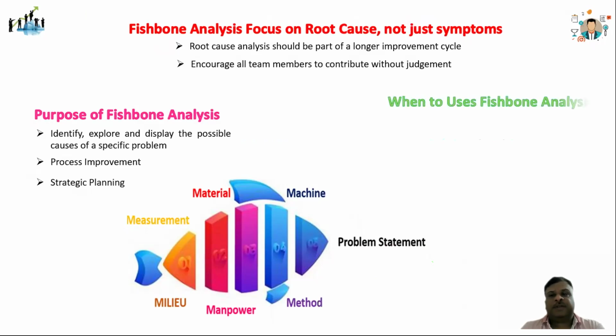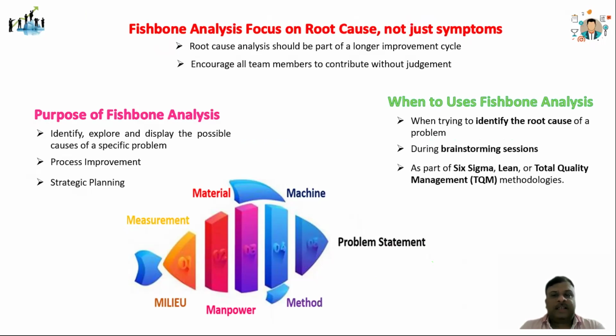When to use the fishbone analysis? Whenever we are trying to identify the root causes of a problem, whenever we are doing brainstorming sessions, as a part of Six Sigma, lean and total quality management methodology, we can use fishbone analysis as the best tool.